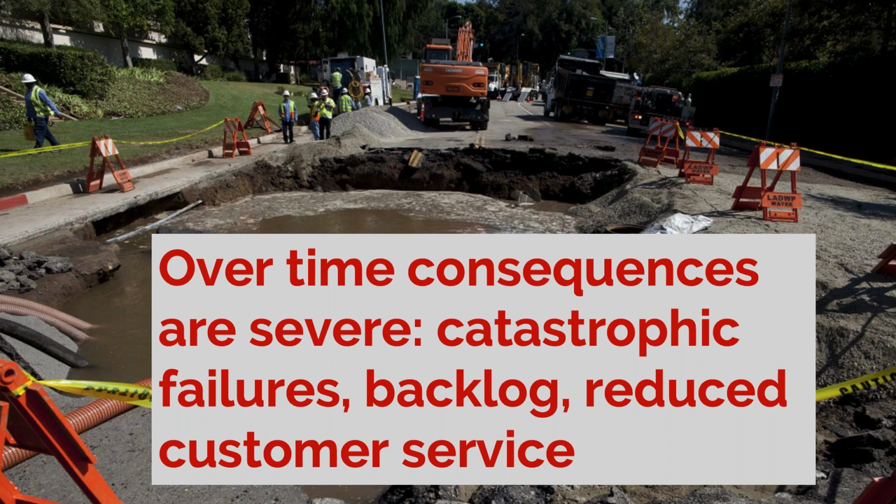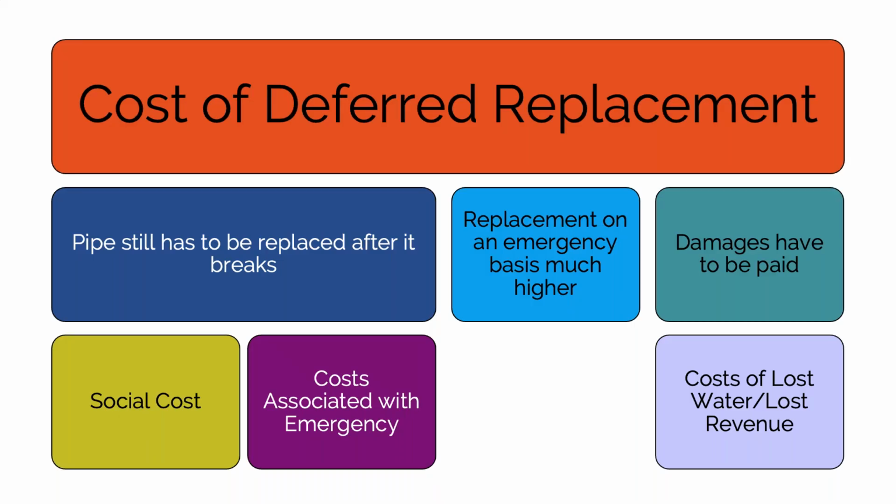We had reduced customer service. And they kind of had this mindset that there's no cost to deferred replacement, that it's basically, so what if we wait? But the pipe is still going to have to be replaced after it breaks. Replacing during emergencies is much higher. Damages still have to be paid. That damage caused by that break was probably around the order of $300 million, so it was quite expensive.